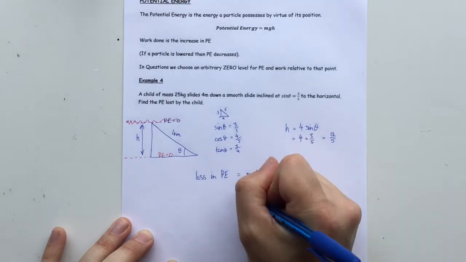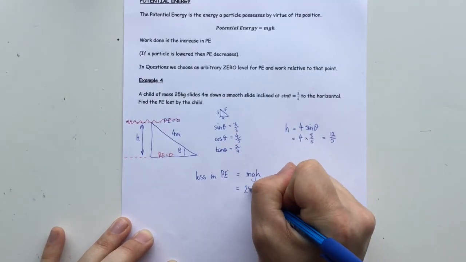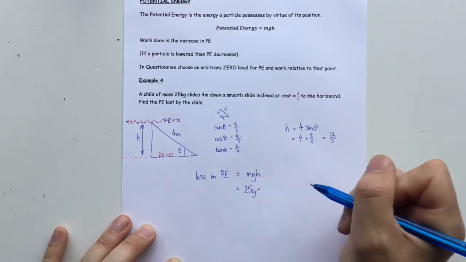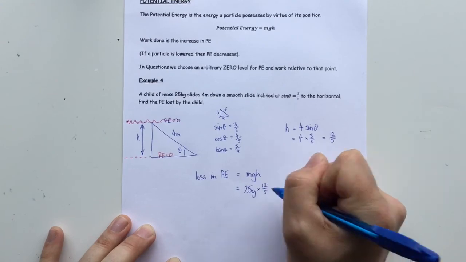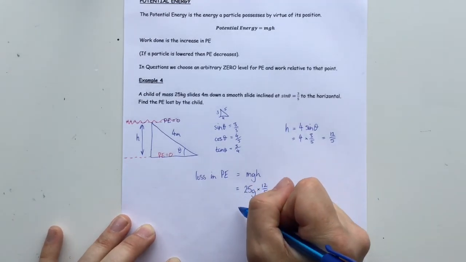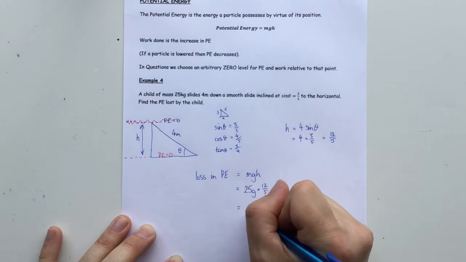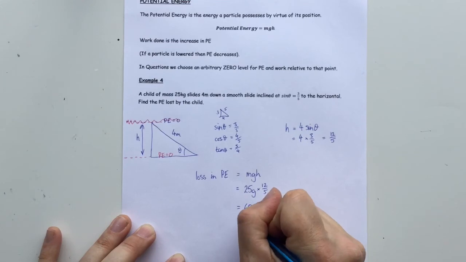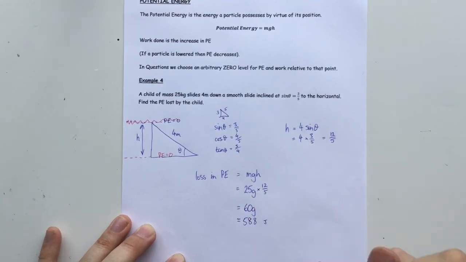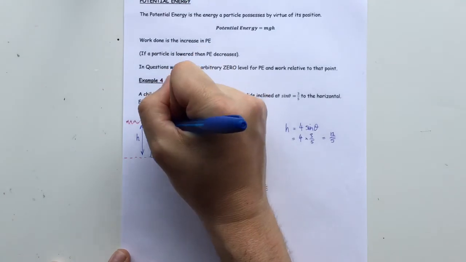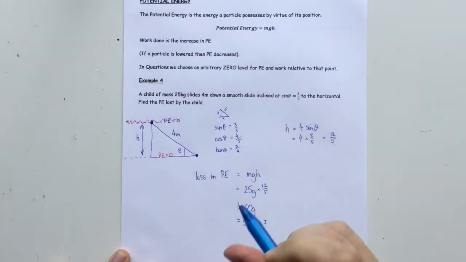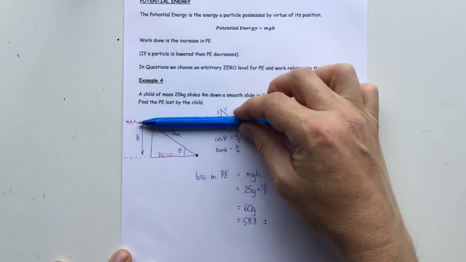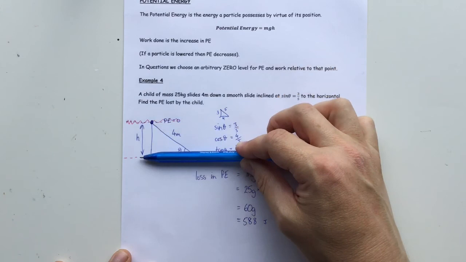So that's mgh. The child is 25 kilograms times g times 12/5, which is what we worked out h to be. And that then works out as 60g joules. And if we want to put that into 3 significant figures, 588 joules. So between the top of the slide and the bottom of the slide, it has lost 588 joules simply due to its position. Up here, it had 588 joules more than down here.